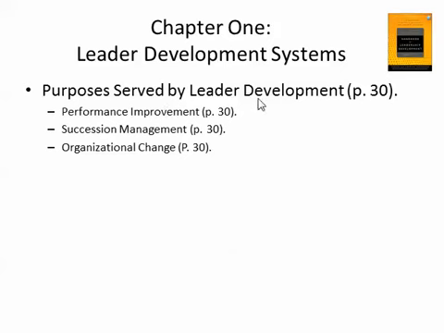So the purposes served by leader development include performance improvement, and that's kind of obvious. What we want to do is make sure that people are better leaders so that they can lead their people more effectively, which can improve the bottom line. Then succession management, which is just being concerned about what's going to happen when those folks in the C-suite retire and move on. Who do we have to take their place and do it well? And finally, organizational change, and there's that word change again.